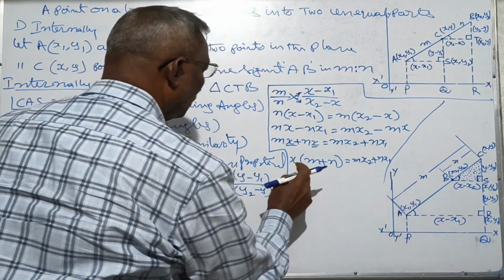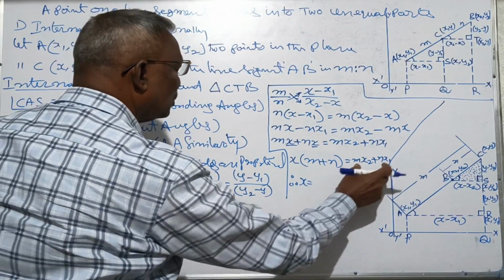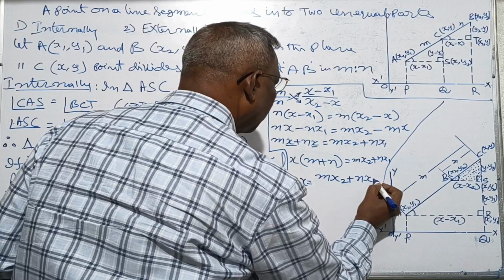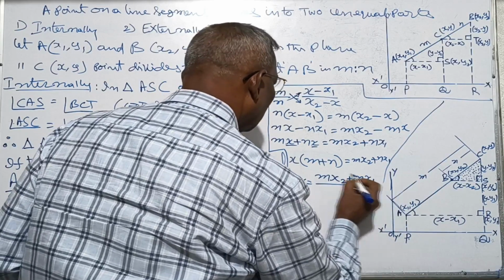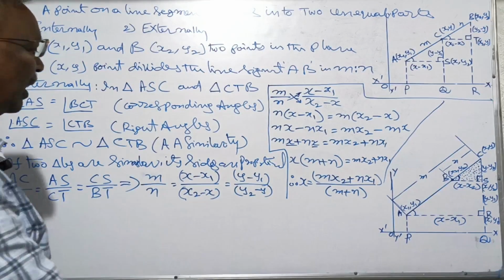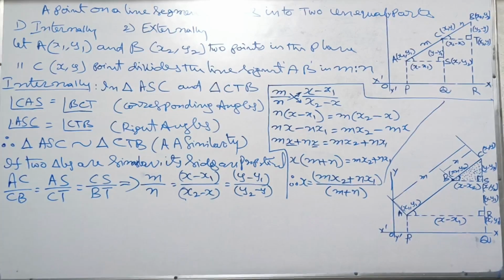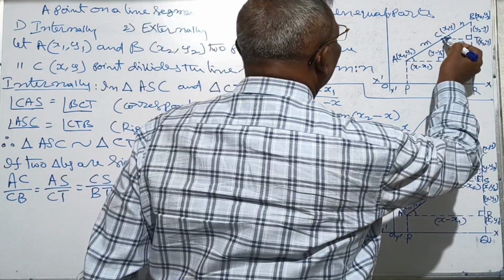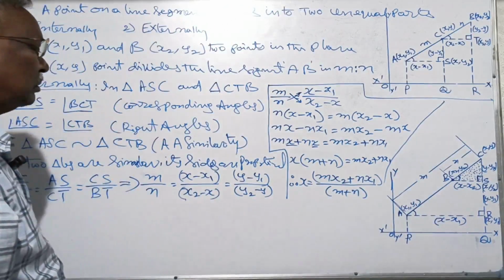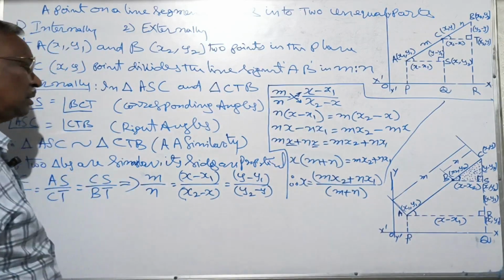Therefore, X is equal to, here multiplying will go to that side, division. MX2 plus NX1 by M plus N. Therefore, X ordinate at C is equal to MX2 plus NX1 by M plus N.